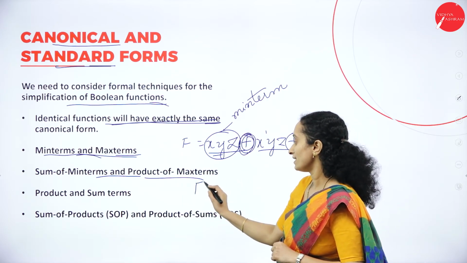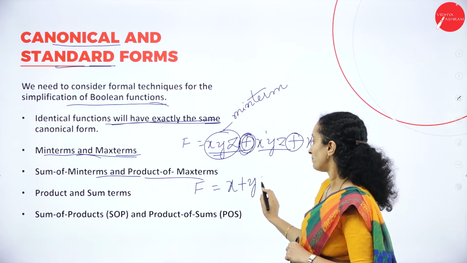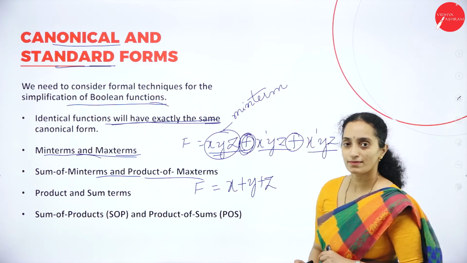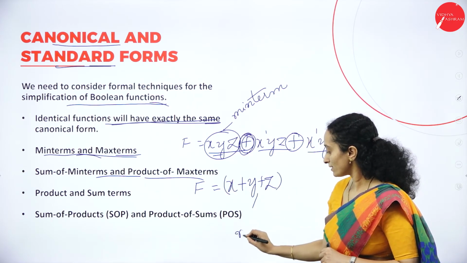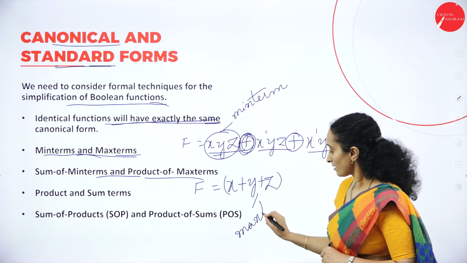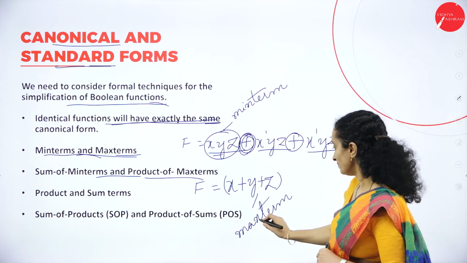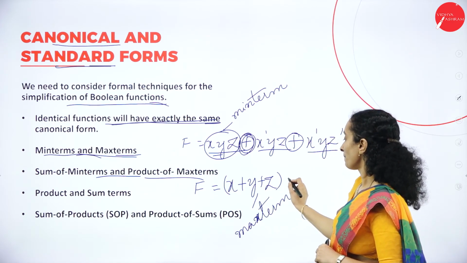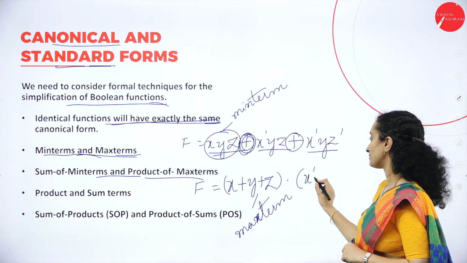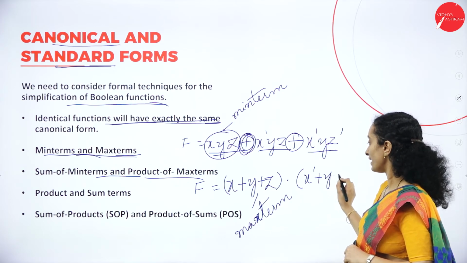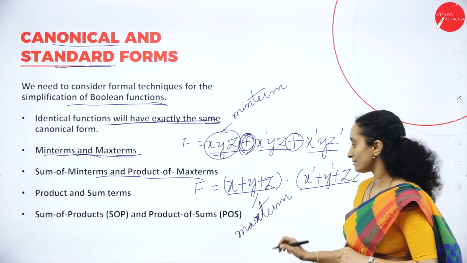Max terms means, for example, if you take f equals x plus y plus z, this is called a max term. Okay. Product of max terms: x plus y plus z. If you take x dash plus y dash plus z, this is a max term.